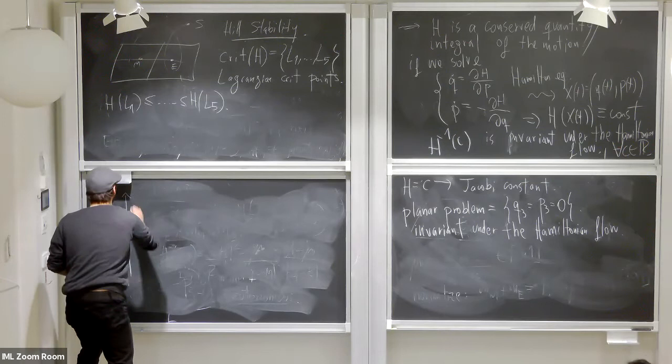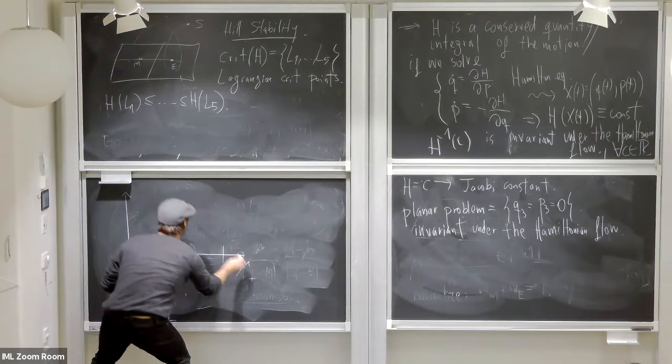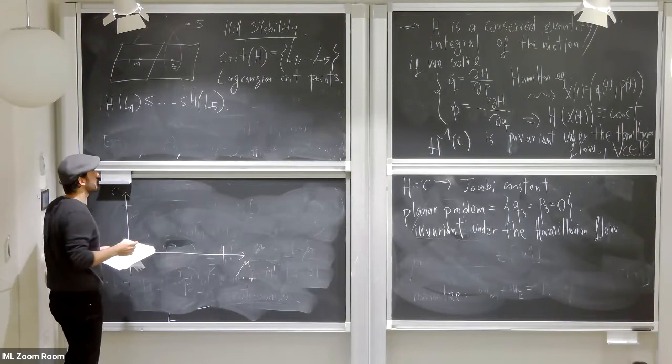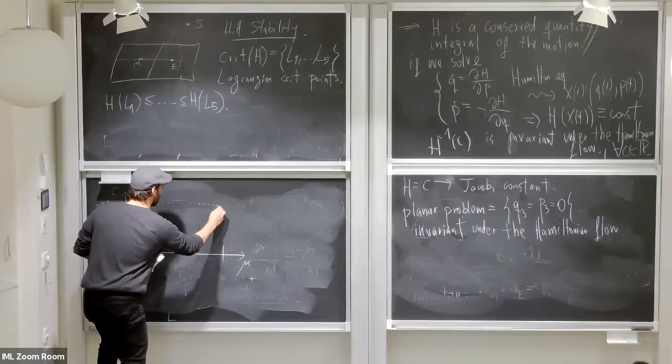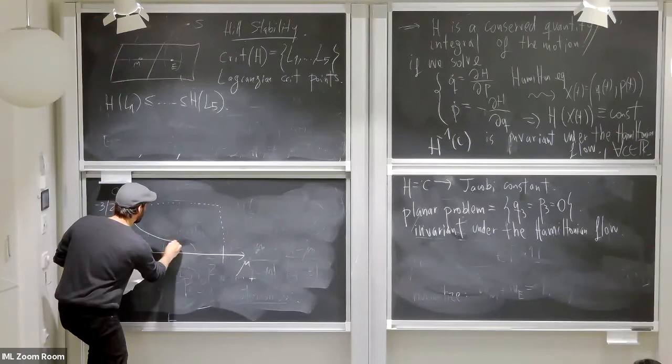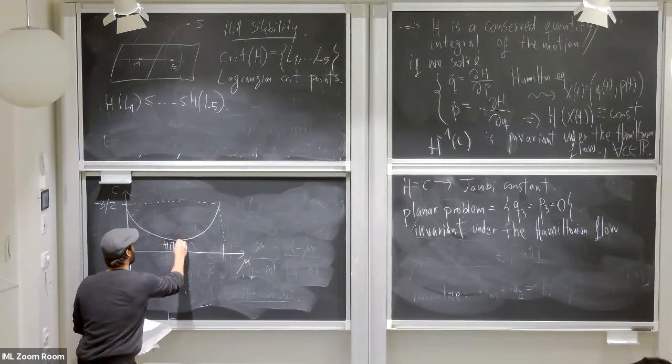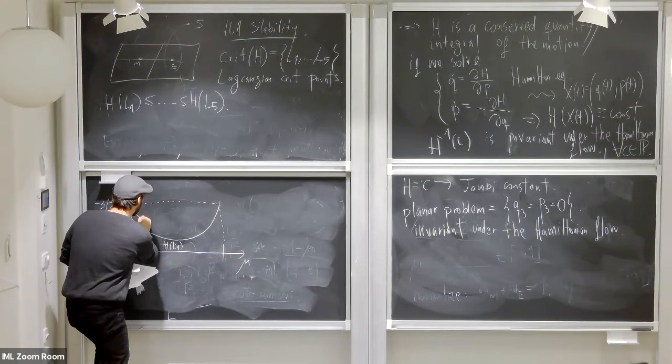So here's the mu axis, and here's the energy axis, C. And there's a special value, which in this convention is -3/2. Sometimes in different conventions, it's 3/2. But anyway, there's a curve which looks something like this, which is the smallest critical value, H of L1, as a function of mu. And then H of L2 is something that looks like this.